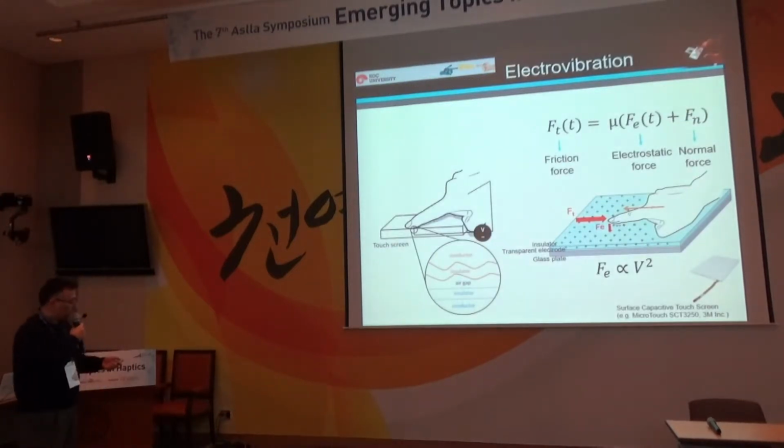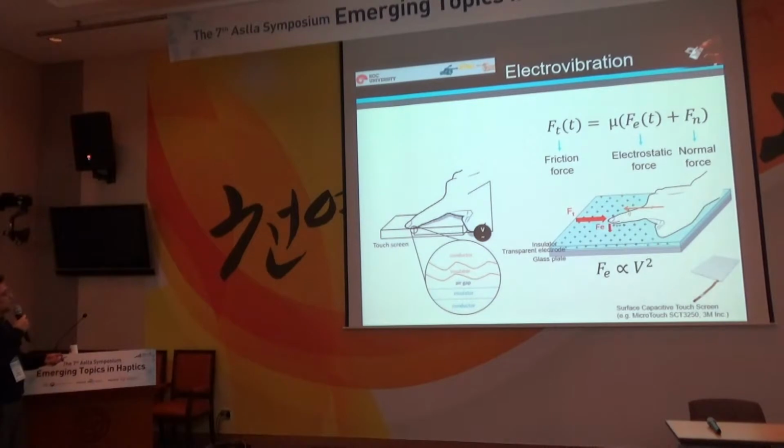So again, as I told you earlier, this is the touch screen that you have, which is typically made of three layers. The base layer is the glass plate, and on top of the glass plate there is a conductive layer. And on top of the conductive layer, you have an insulator. Typically, the conductive layer is ITO, indium tin oxide, and typically the insulator layer is silicon oxide.